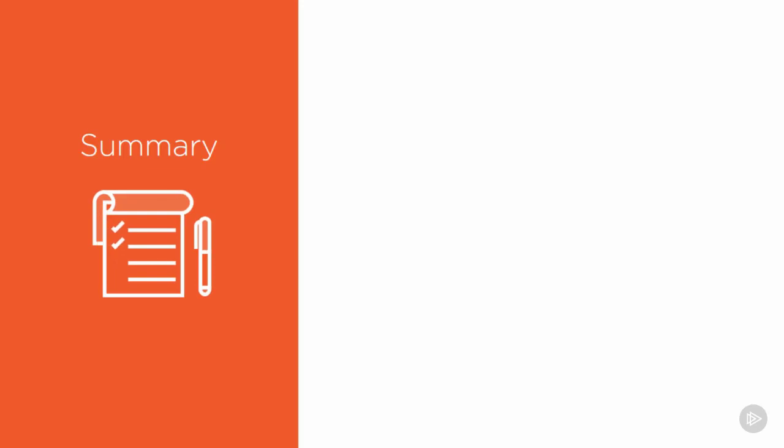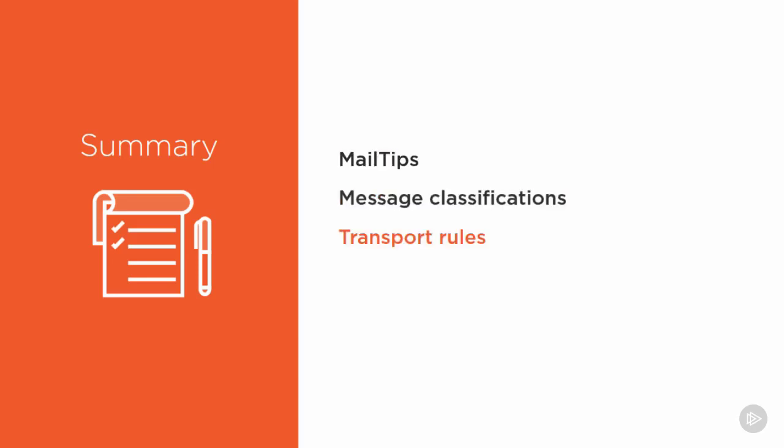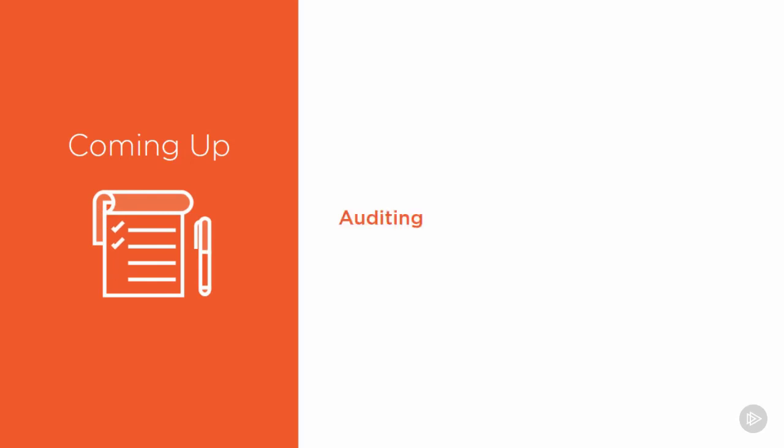In this module, we looked at several compliance features of Exchange 2016 that can be used independently or in combination to achieve various objectives. That included mail tips, message classifications, transport rules, and journaling. And our Globomantics systems engineer Dave was able to strengthen the company's compliance position by configuring a classification for confidential email, enforcing that classification with a transport rule, and journaling email communications between the finance department and any other senders or recipients. In the next and final module of this course, we're going to look at auditing.